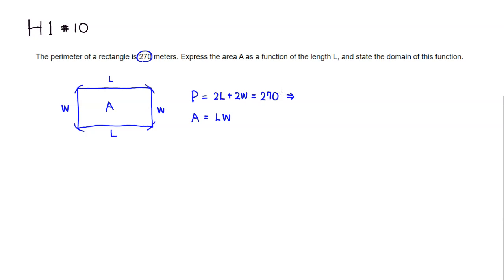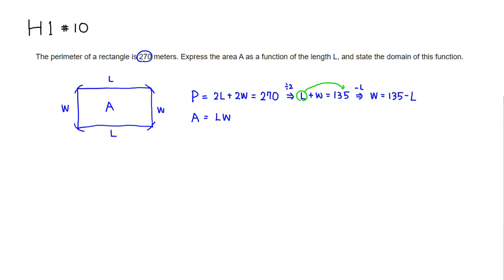First, everything is an even number, so I'm going to divide through by 2. So you have 2L divided by 2 is just L, 2W divided by 2 is W, and 270 divided by 2 is 135. Then we can simply move L over to the other side to find the formula for W. So I'm going to subtract L. So W is going to be 135 minus L.